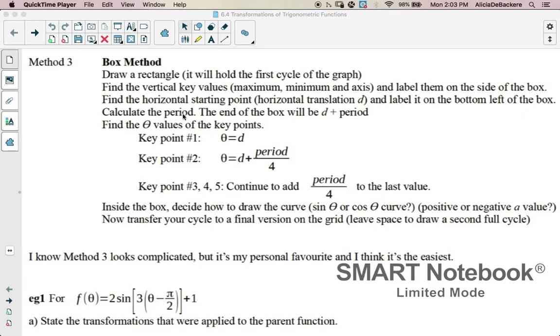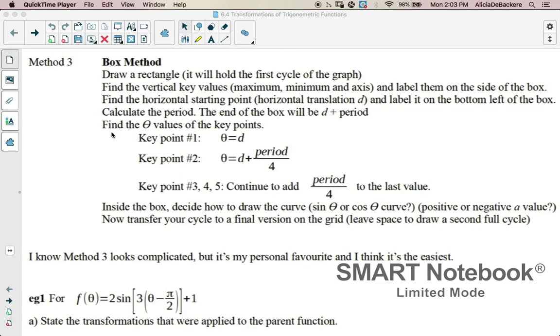Then you're going to calculate the period. Remember that the end of the box is going to be the starting value D plus whatever the period length is. That might be hard to figure out mathematically because, again, it's going to involve some fraction math. You don't actually have to figure out the ending point if you don't want to. You do have to calculate the period.